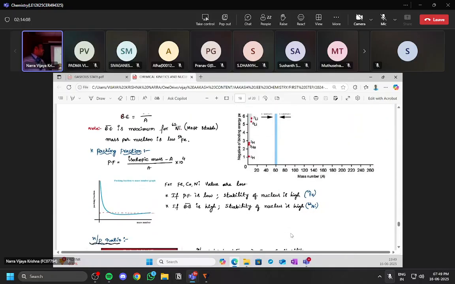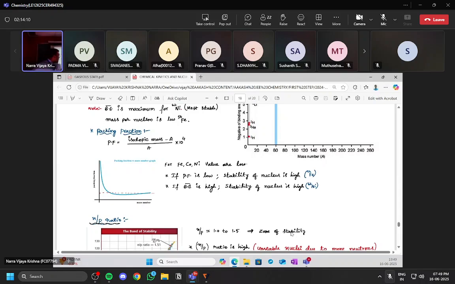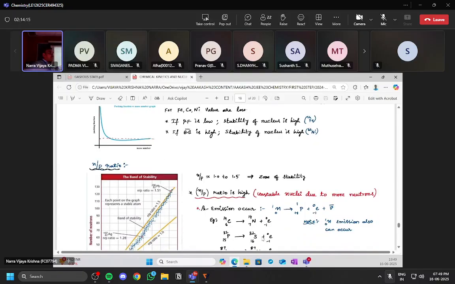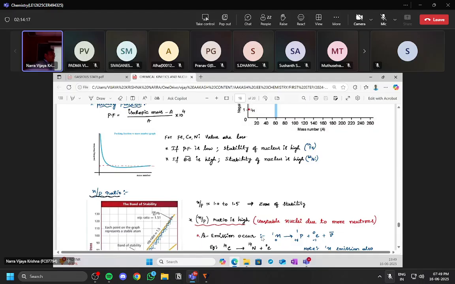Same way, packing fraction. What is packing fraction? Isotopic mass minus A, upon A, into 10 power 4. Here if you plot a graph, you will get a graph in this way. Whichever has a lower packing fraction is more stable. So for iron, cobalt, nickel the values are low. Packing fraction is lowest for iron. Binding energy per nucleon is highest for nickel. So according to binding energy per nucleon, nickel is more stable. According to packing fraction, iron is more stable.